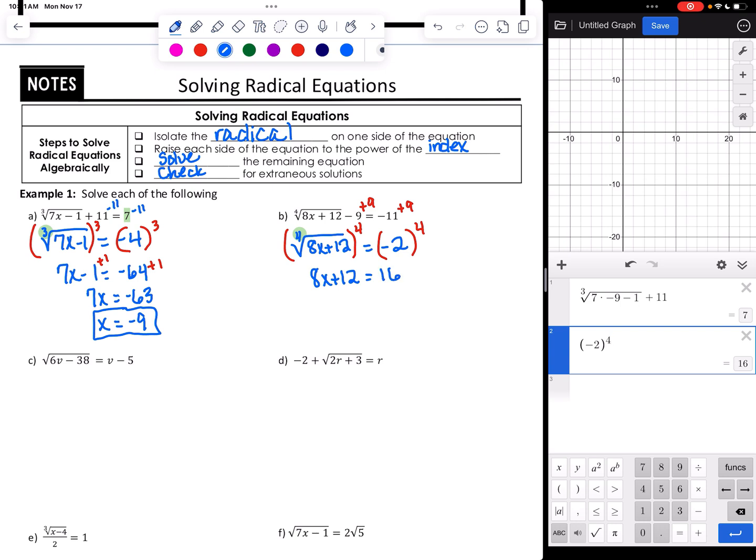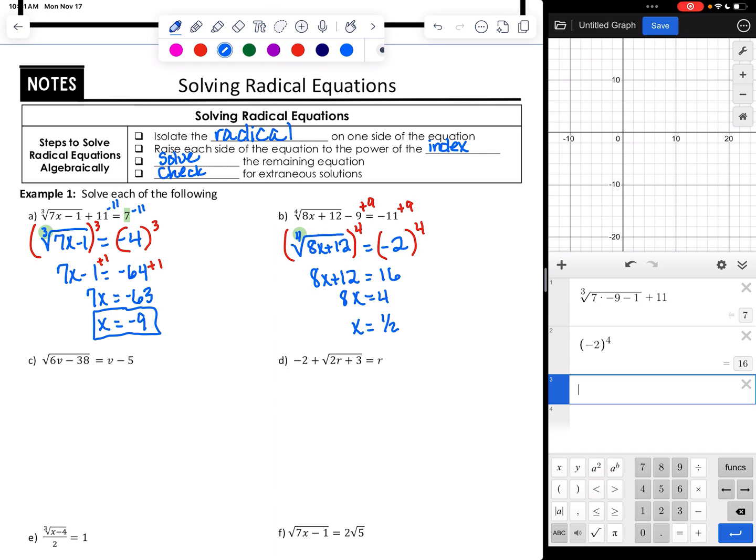Then subtract the 12 from both sides, so 8x equals 4, and then divide. And 4 divided by 8 gives me 1/2, or 0.5. Okay, now we're going to check for extraneous solutions.